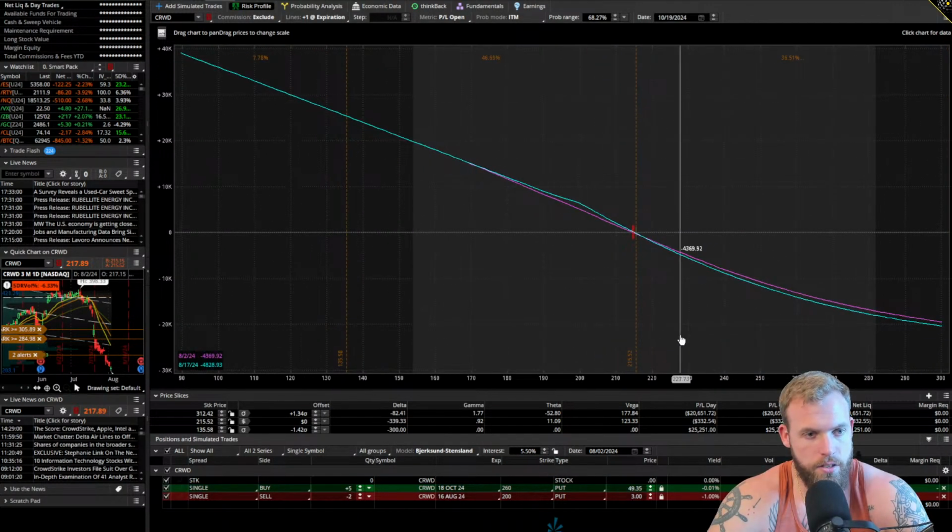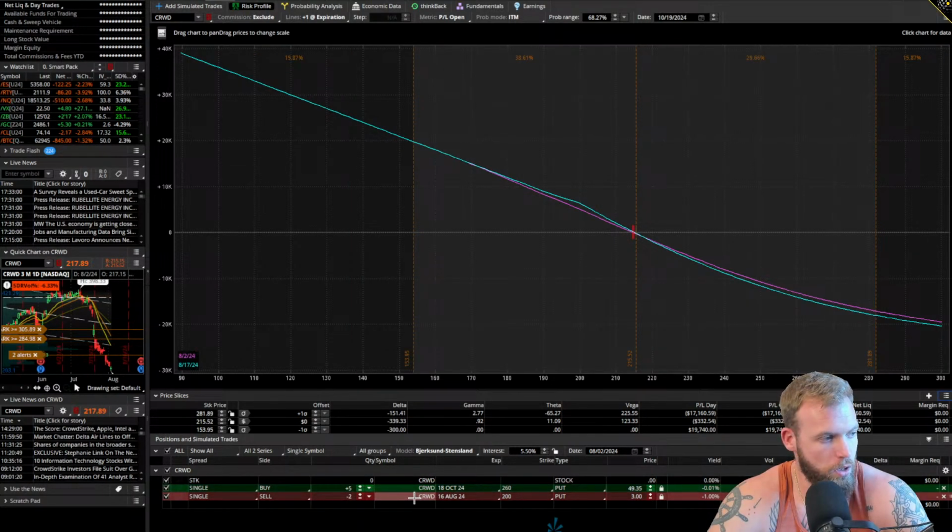And that is a ratio put diagonal. I have long puts, short puts, more long puts than short puts, hence the ratio. And the idea here is to try and capitalize on a downside move while still collecting some premium from these short calls against the long options that were purchased. So that's that. All right, let's pivot back over now quickly.